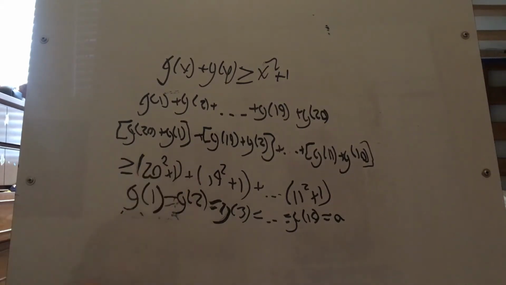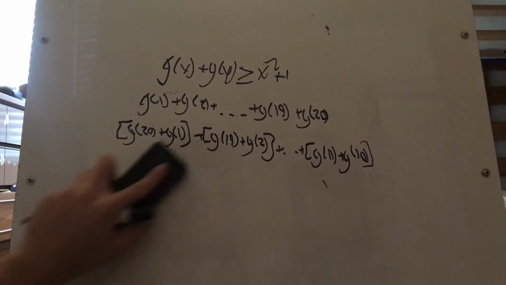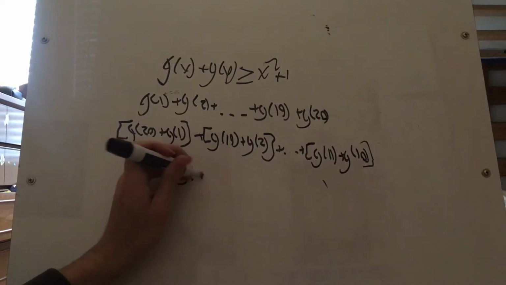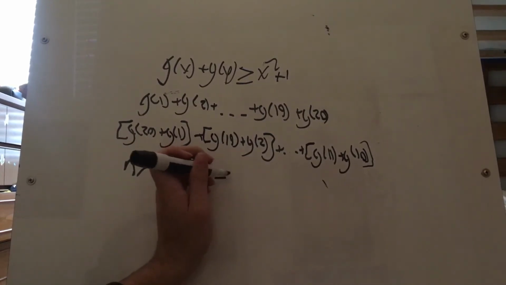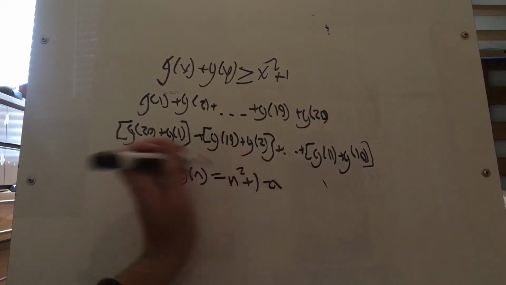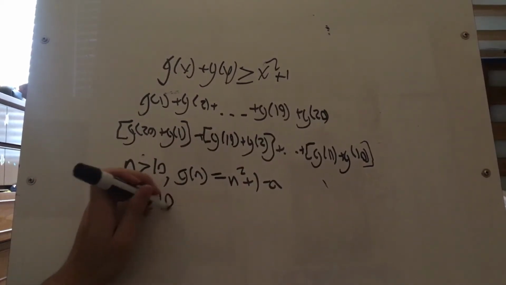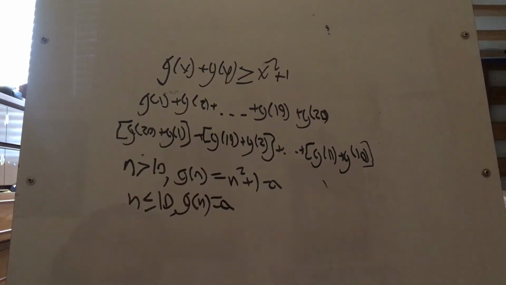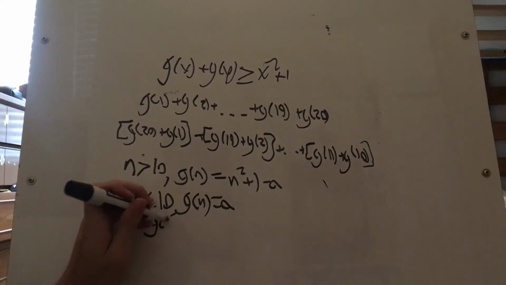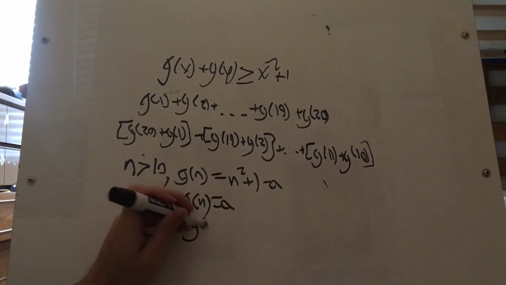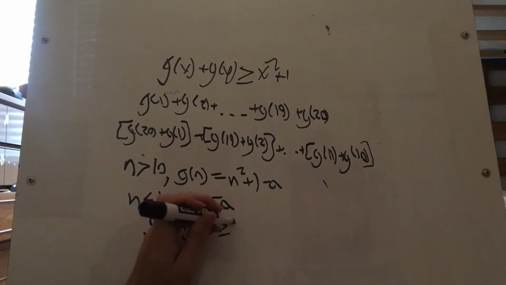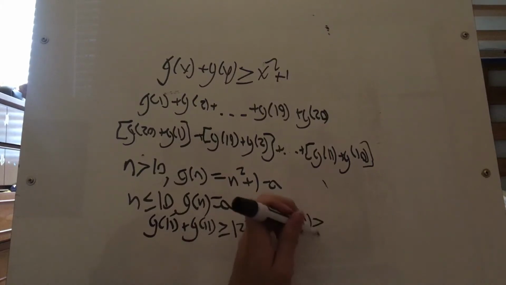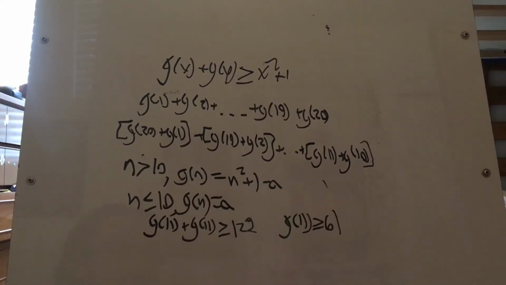So, given this, they are all equal, which means for n greater than 10, g of n is equal to n squared plus 1 minus A, where for n less than or equal to 10, g of n is equal to A. Since g of 11 plus g of 11 is greater than or equal to 11 squared plus 1, which is 122, we have g of 11 is greater than or equal to 61.